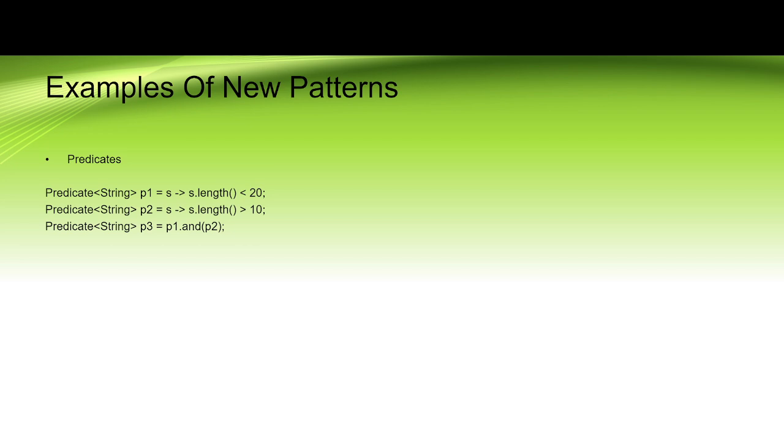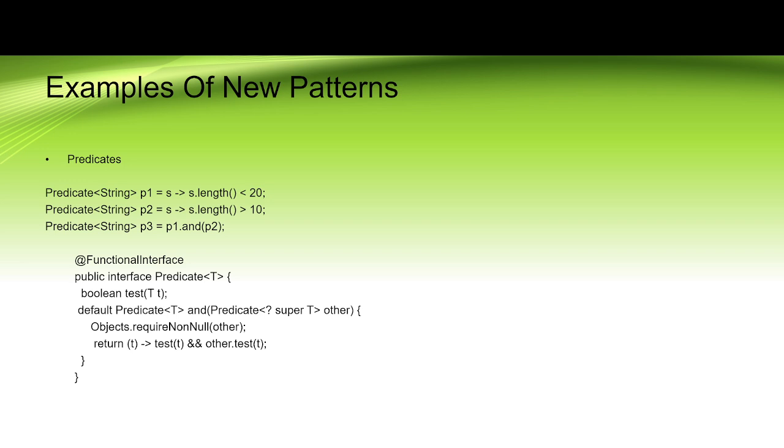Inside this and method, another predicate can be added as a parameter. It can test each condition and returns true if both conditions are met, making it straightforward and efficient.